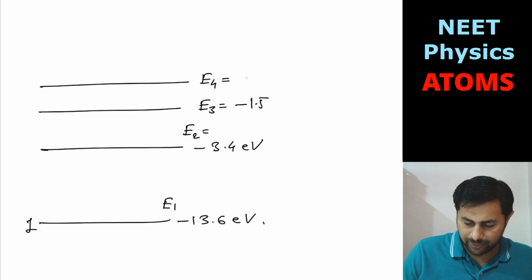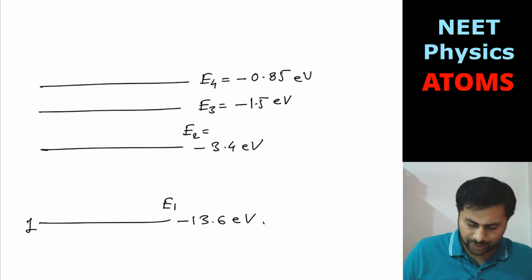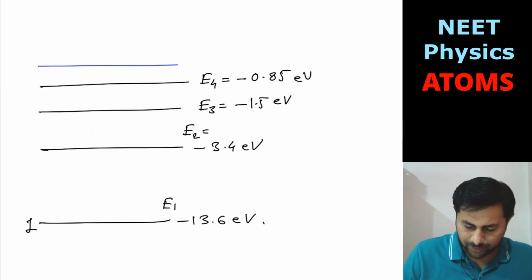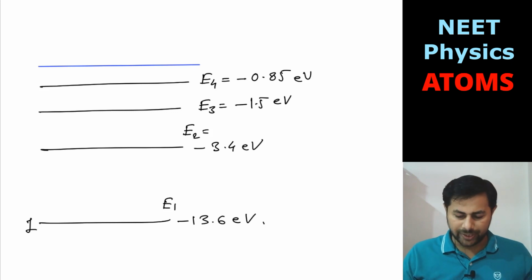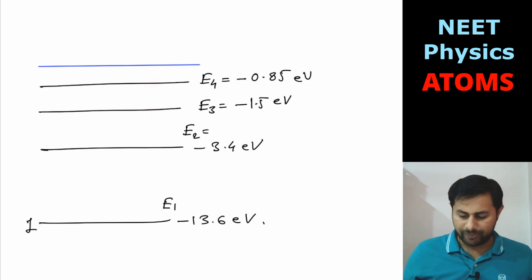E4 is equal to minus 0.85 electron volts. Suppose 0 is somewhere here. So now you can see the energy difference between the nearest states would be lesser if you go to higher and higher states. So what do I mean by that?